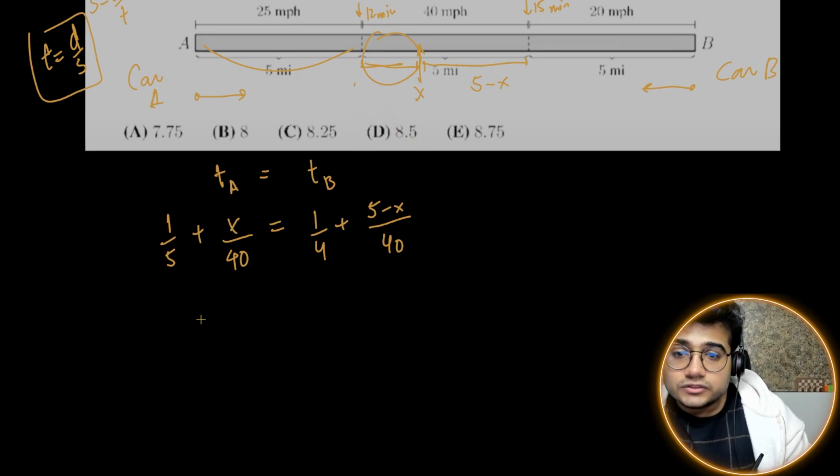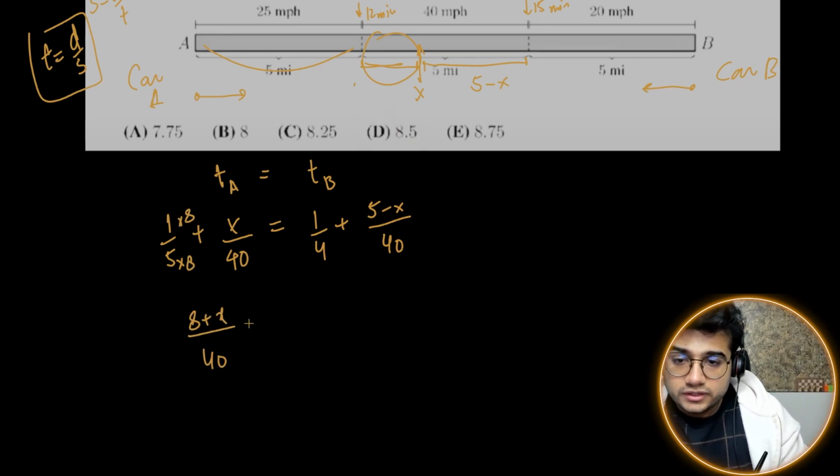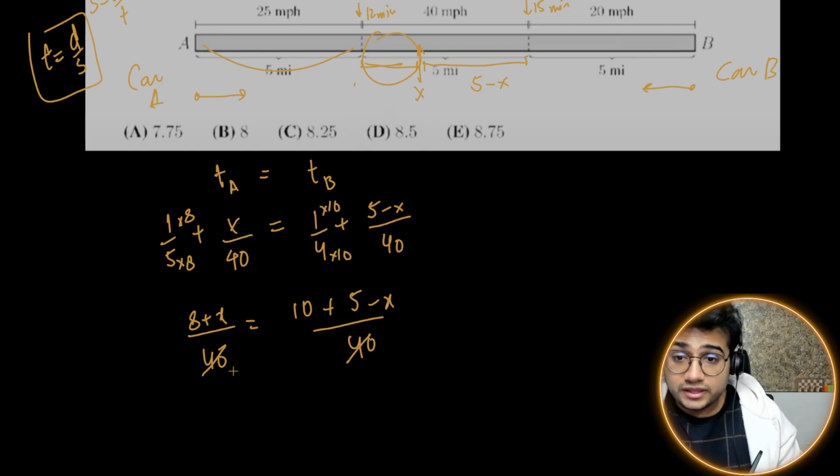Let's do it. So first off, let's make them have the same denominator. So we will have to do 5 times 8 is 40. So we'll have 8 plus x over 40 equals, we'll have to do times 10 times 10, so 10 plus 5 minus x over 40. We can multiply both sides by 40, and then that will go away. And this equation is way easier than it looked, right?